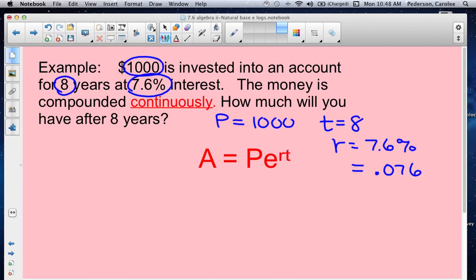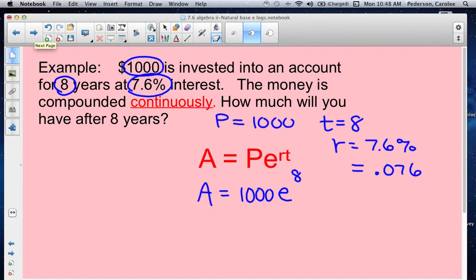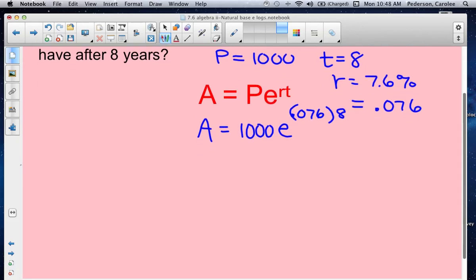So now we're going to go ahead and throw those values into the PERT equation. So A equals P, the initial $1,000, e, which remember is 2.71, which we will use the calculator for, raised to the 0.076 times 8. Now it's a good idea to do your exponent piece first. So 0.076 times 8 is 0.608.